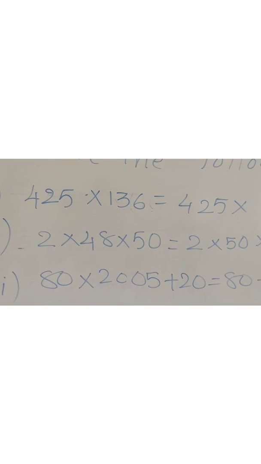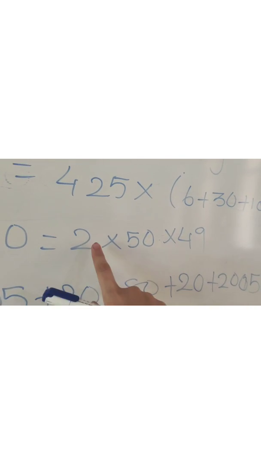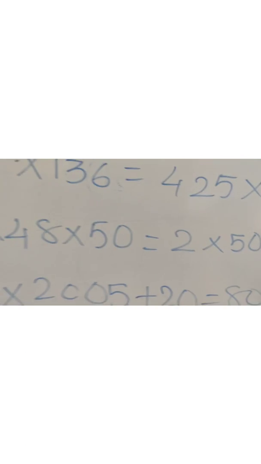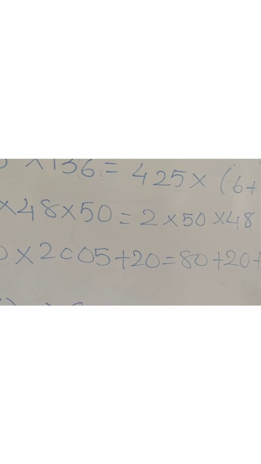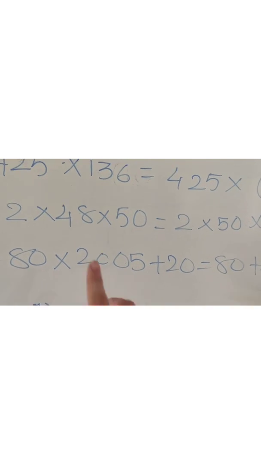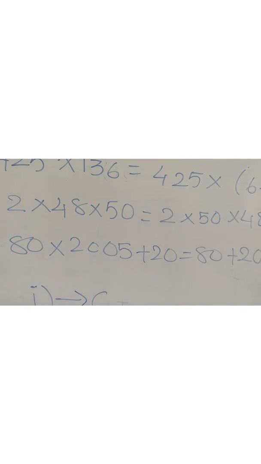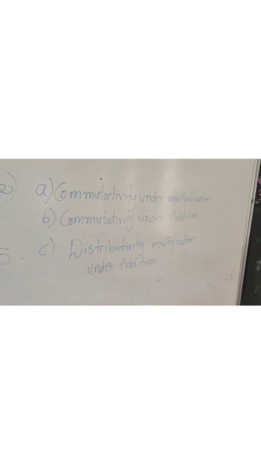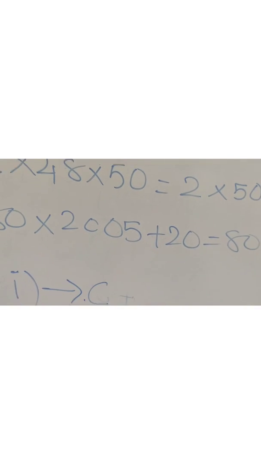Similar way, second. Here you can see 2 multiplied by 48 multiplied by 50 equals 50 multiplied by 48. Here numbers are same: 2, 2, 50, 50, 48, 48. Numbers are same and sign is of multiplication. But what is the difference? Difference is only of its order. So what's that? Commutativity under multiplication. Why multiplication? Because there is a sign of multiplication. So answer of second will be A.